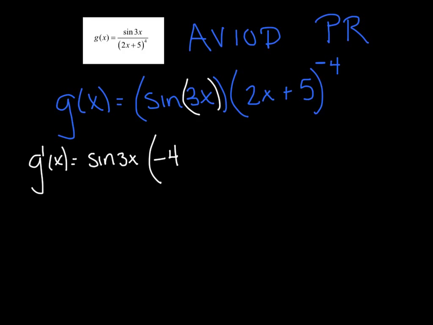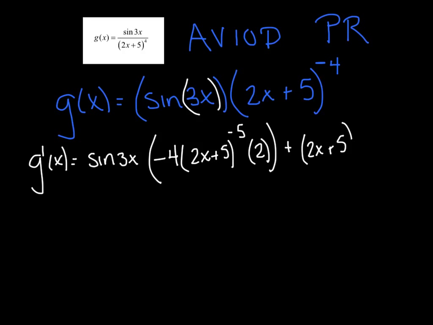times the derivative of the second. So I've got negative 4, 2x plus 5, subtract 1 to the negative fifth, times the inside is 2, plus 2x plus 5 to the negative fourth, times this guy's derivative, which is the cosine of 3x times 3. I'll pull that 3 up.